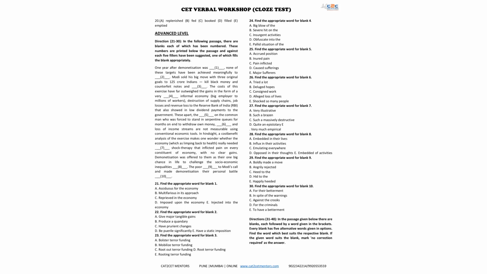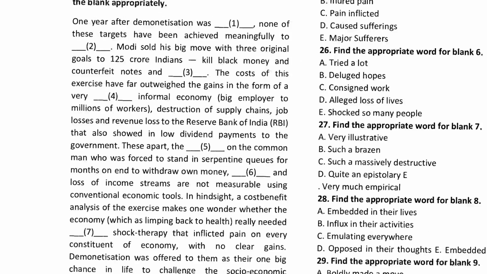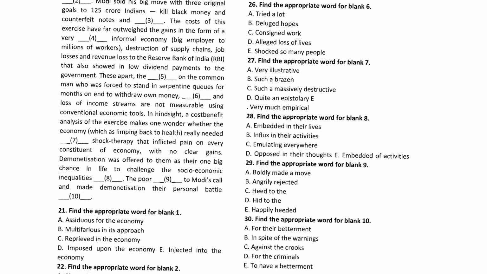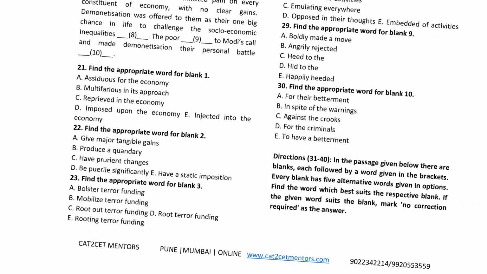So this is the advanced level that we have. Now what makes it advanced? Look at this demonetization passage. People get really happy: okay, I've got a demonetization passage, and this is something I really know. I've studied this in GDP and all that stuff. But look at the options.